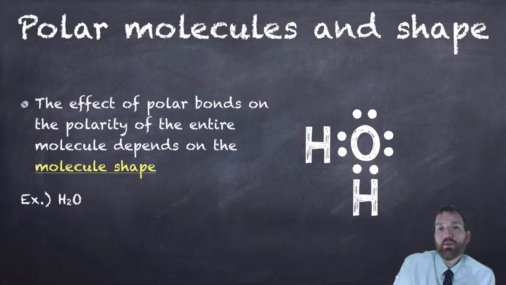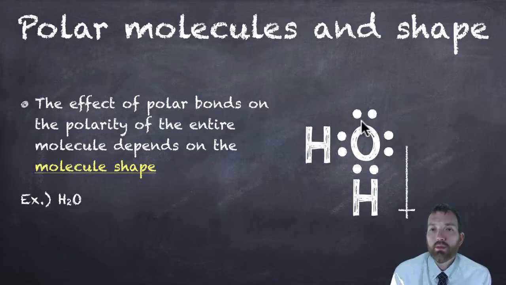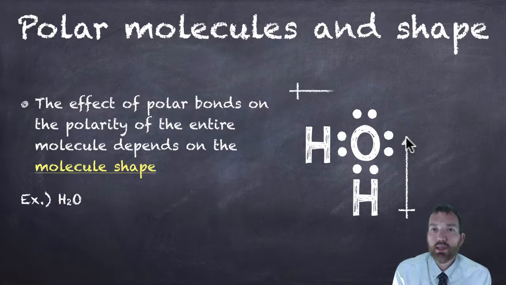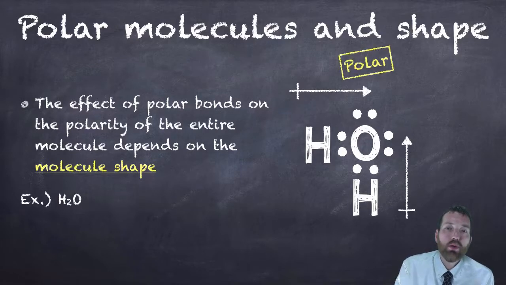So in the tug of war for electrons here, I need to do it for each bond between this hydrogen and this oxygen. Oxygen is more electronegative. Oh, we'll do the bottom one first. So this oxygen is more electronegative, so the arrow is going to go towards the oxygen, and the same for over here. So this molecule is polar.